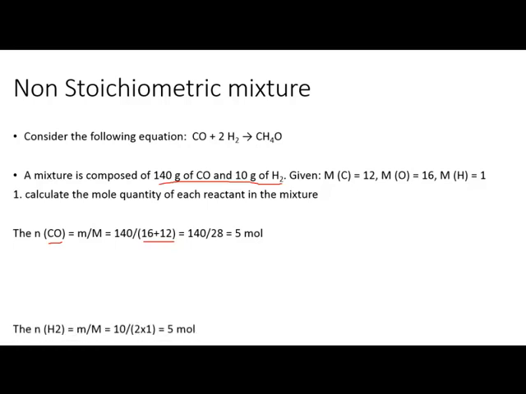In the same way, the number of moles of hydrogen gas equals mass over molar mass. We have the mass of hydrogen, which is 10 grams, over the molar mass of hydrogen, which is 2 times 1. We have 2 atoms of hydrogen, and the molar mass of hydrogen is equal to 1. So the number of moles of hydrogen in this mixture is equal to 5 moles.